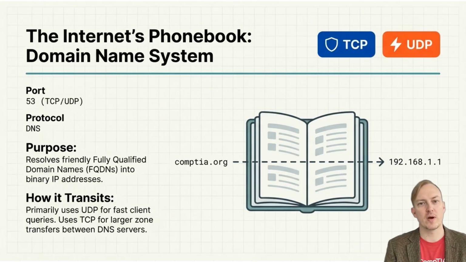Starting in District 1, we have Domain Name System, or DNS, operating on port 53. DNS is the Internet's phone book. Its entire purpose is to resolve friendly, fully qualified domain names like CompTIA.org into the binary IP addresses that computers actually use to communicate. For fast client queries, it primarily uses UDP, but it will switch to the reliable TCP for transferring larger zones between DNS servers.